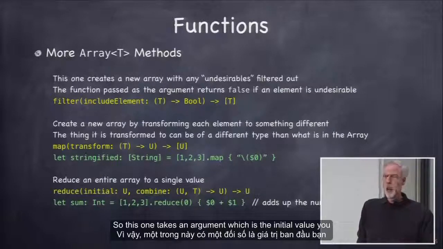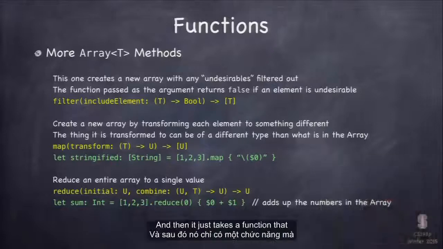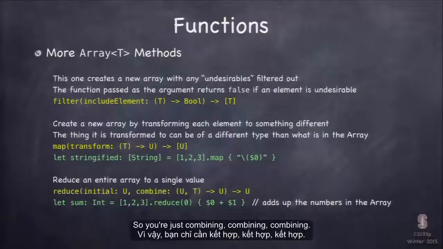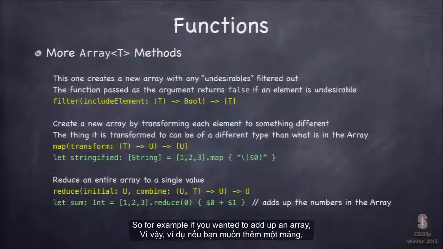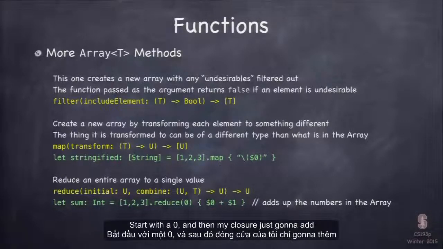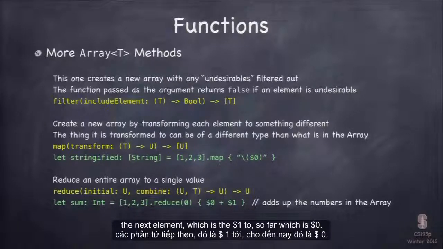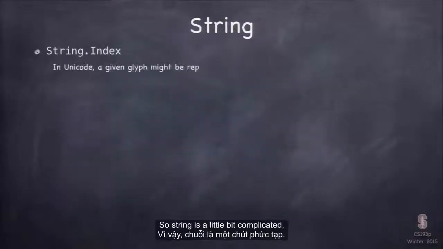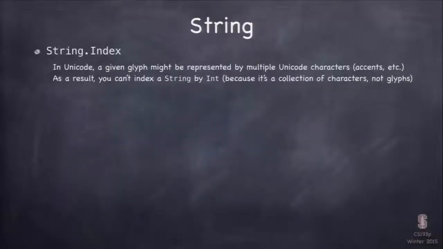So this one takes an argument which is the initial value you want to start with, and then it just takes a function that takes the value so far and the next element in the array, and you return what the combination is. So you're just combining, combining, combining. So for example, if you wanted to add up an array, you could say 1, 2, 3 dot reduce, start with a 0, and then my closure is just going to add the next element, which is the $1, to the value so far, which is $0.